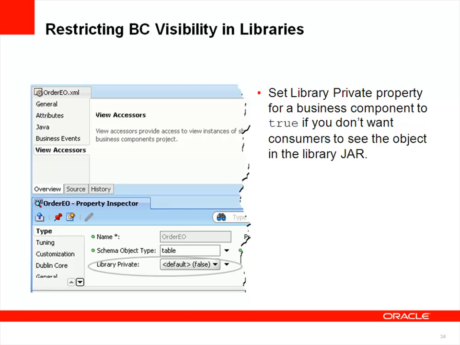When deploying a library for reuse, there may be some business components that are not intended for reuse, but must be included in the library because other components depend upon them. For example, if you only want consuming projects to use view objects in the library, but not provide the ability to view or use the entity objects, then you could mark the entity objects as private before deploying the library. When an object is marked as private, it is not visible in the resource catalog or in the application navigator of the consuming project.